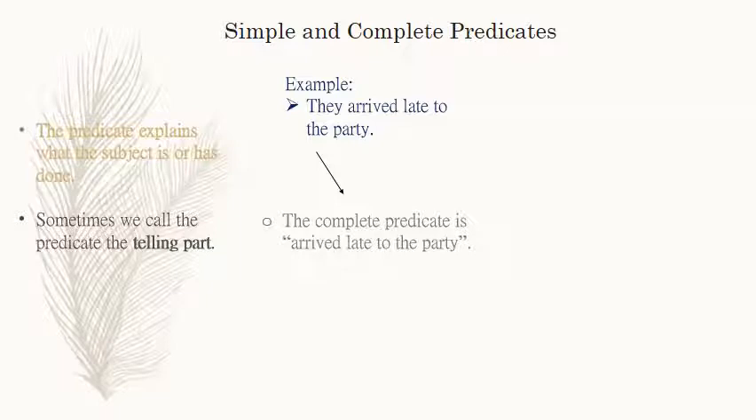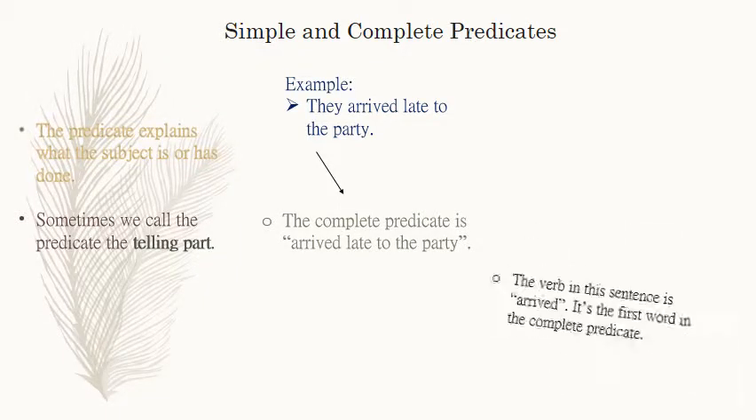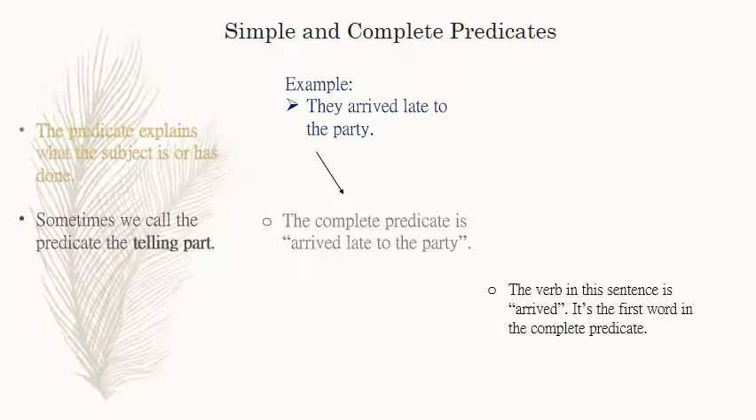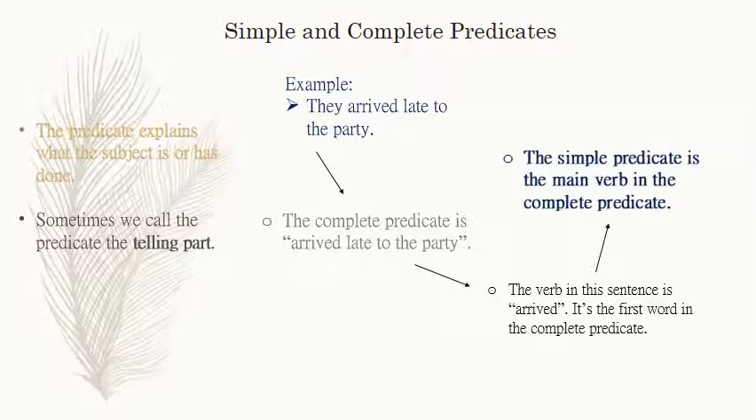But what is the simple predicate now? The simple predicate is the verb. The verb in this sentence is "arrived." It's the first word in the complete predicate, you see. So the complete predicate starts from the verb, and the verb is called the simple predicate. The simple predicate is the main verb in the complete predicate.